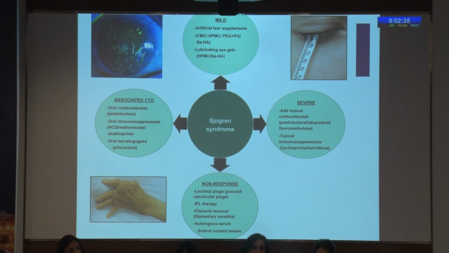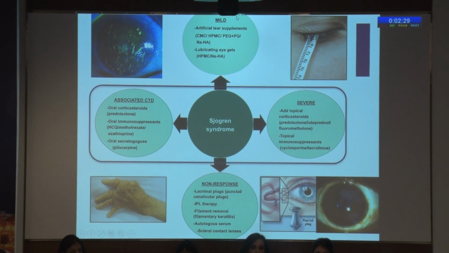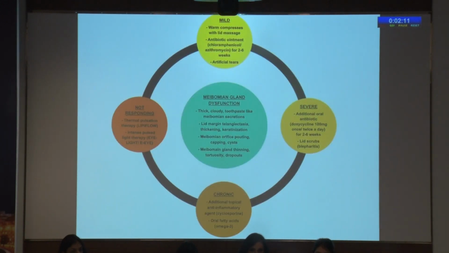Now here we know that for mild cases only artificial tear supplements may be enough. But for the moderate to severe cases, especially those with associated connective tissue disorders, require topical as well as systemic corticosteroids as well as immunosuppressants. The non-responsive cases require additional therapy like lacrimal plugs, IPL therapy, autologous serum, and or scleral contact lenses.